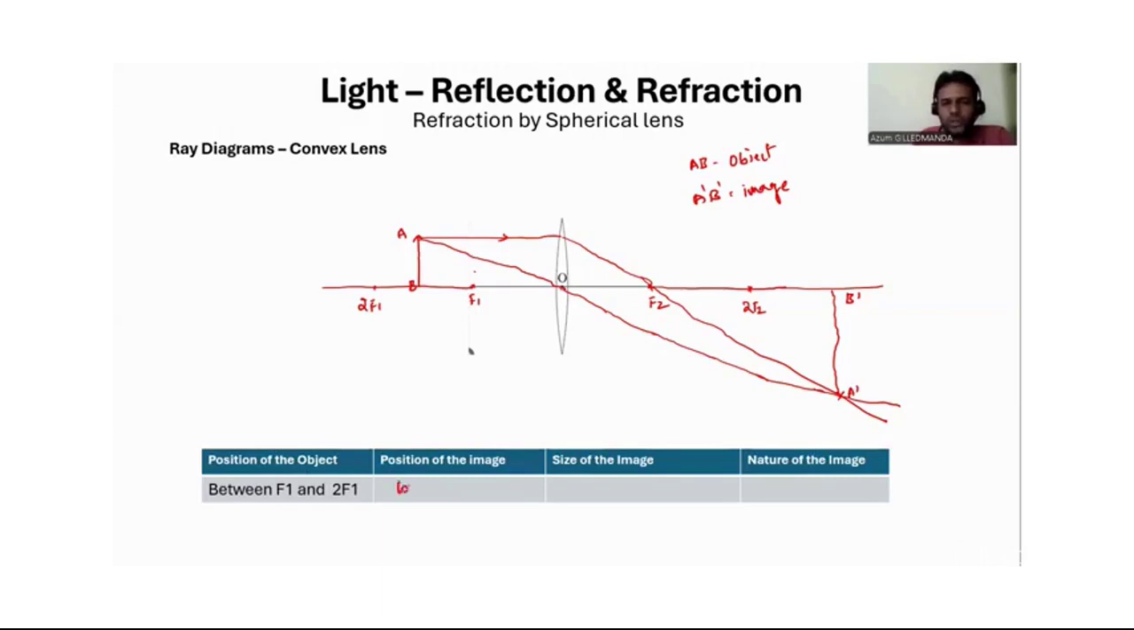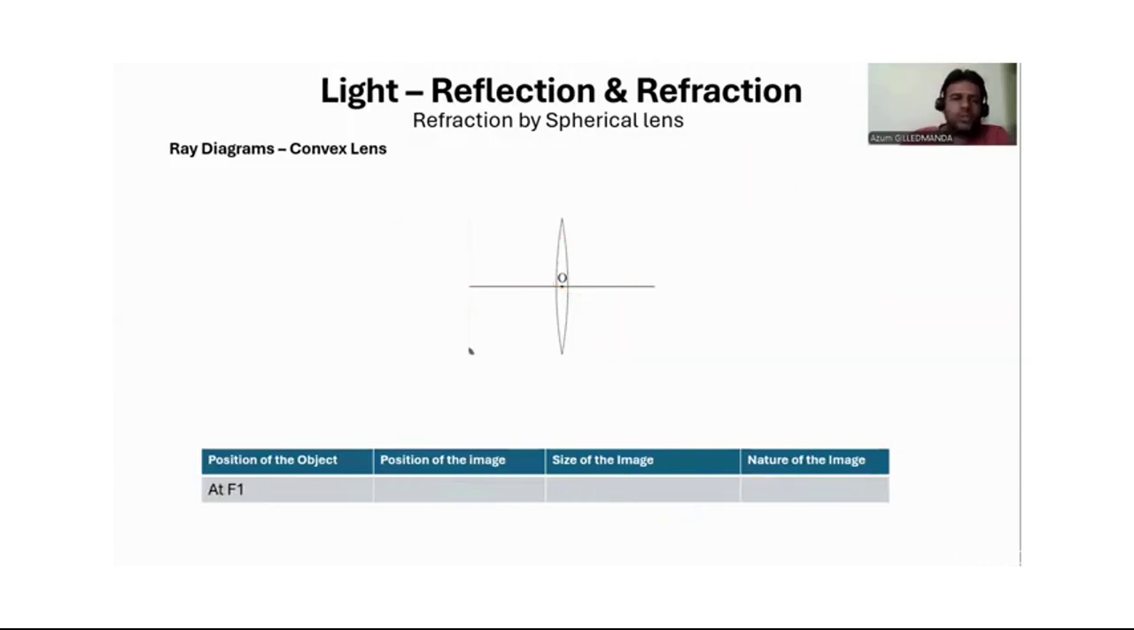So what is the position of the image? That is beyond 2F2. And what is the size of the image? If you see, guys, AB is smaller, but A dash B dash is much bigger. So it is an enlarged or magnified image. And what is the nature of the image? It is a real and inverted image. Hope you are following, guys. Now let's look at the other scenario.